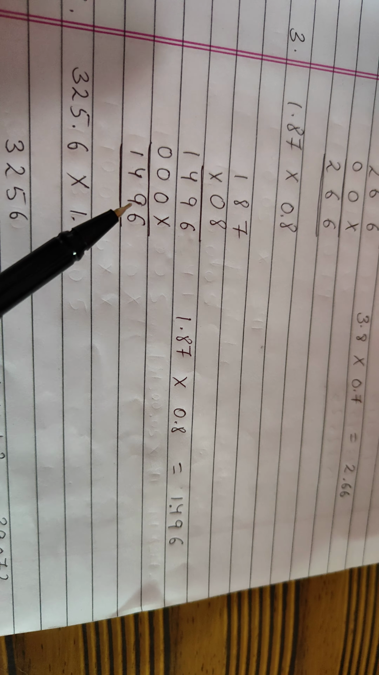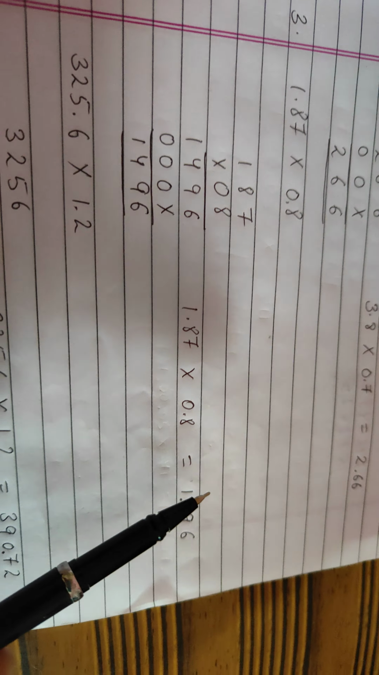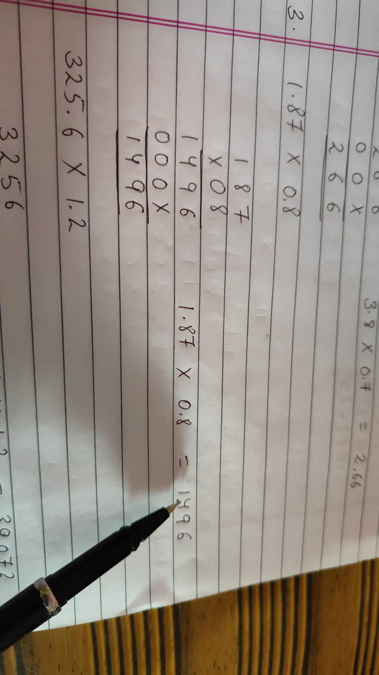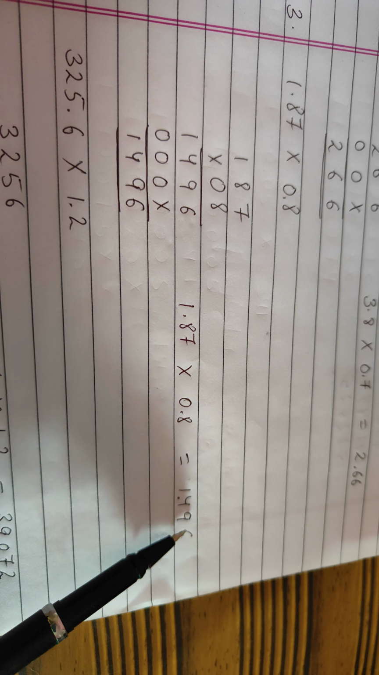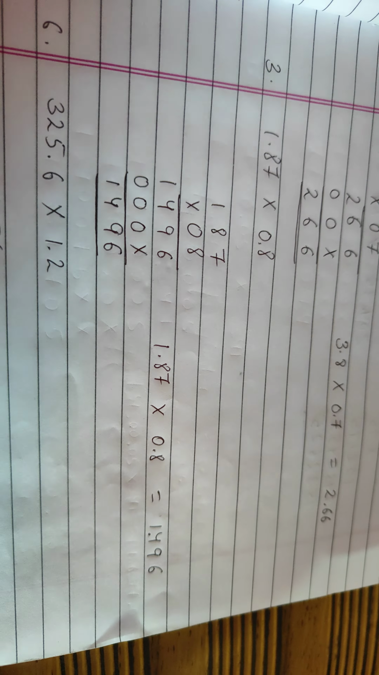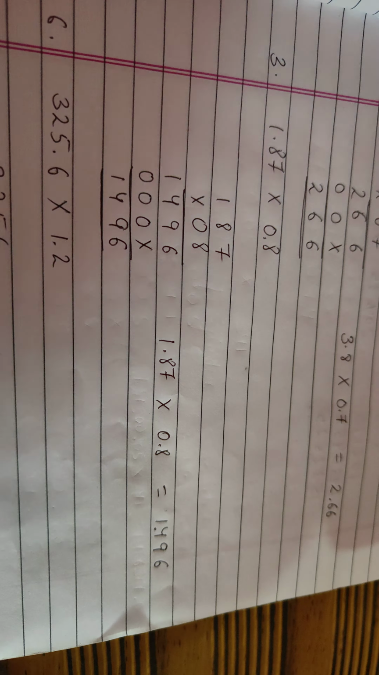So in the product, which is 1496, we will put the decimal leaving 3 decimal places, that is 1.496. 1, 2, 3. 3 decimal places. That is how we multiply a decimal with another decimal.